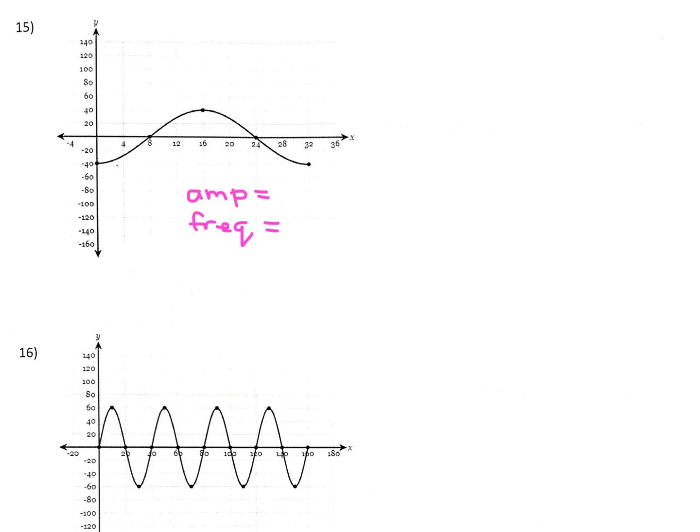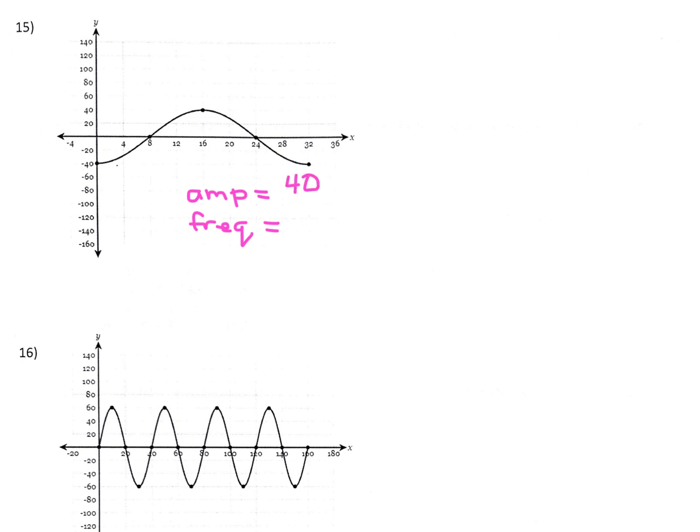All right, so number 15. Now here we have a negative cosine curve, right? It's starting at a minimum, so you know it's going to be a negative cosine curve. Cosine either starts at a minimum or a maximum. When it starts at a minimum, it's a negative cosine curve. All right, so our amplitude, the height from the midline, the highest point it goes from the midline is 40, so that's going to be our amplitude.